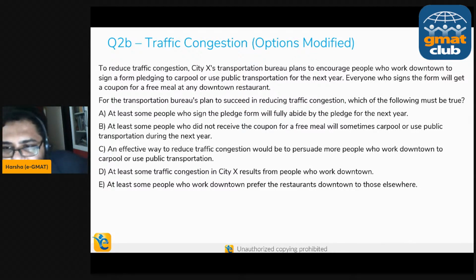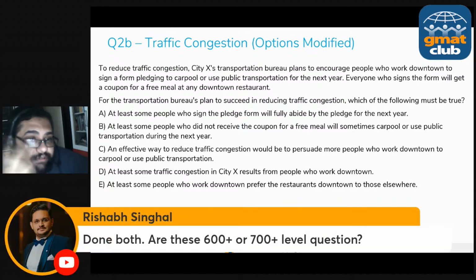Rishabh, to answer your question, are these 600 plus? These are actually 700 plus. The first question, of course, is an actual OG question. If you check it out on GMAT Club, you'd see somewhere in the 30 to 40 percent kind of accuracy. It's considered 700 plus. If you found it easier, I'm very happy for you.